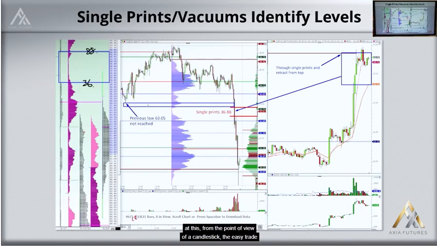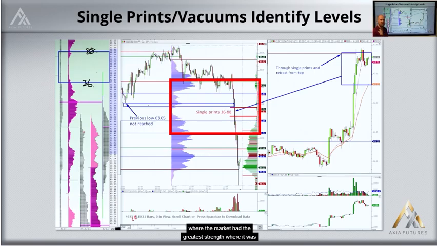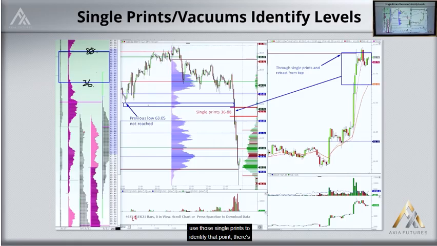Now, if you're looking at this from the point of view of a candlestick, the easy trade to look for is the previous low, which is 63.05. But to create the single prints, the market actually traded just below this previously, in this move just here, and then the acceleration comes. And what the single prints or the vacuum is showing you is where the market had the greatest strength, where it was able to drive the most. And so you can use those single prints to identify that point.